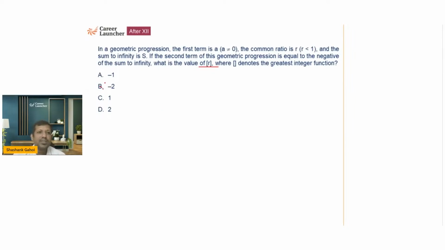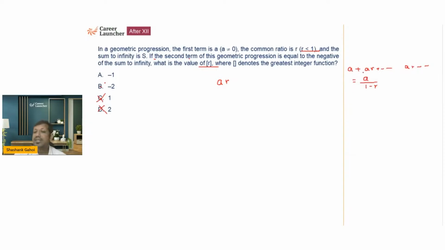Now basically these two options are rejected because it is directly saying R is less than 1. If the second term of this geometric progression is equal to the negative of the sum to infinity. Okay. So the second term is what? AR. What is the sum? That is A plus AR squared and so on. So what is the sum of this series? That is A upon 1 minus R.